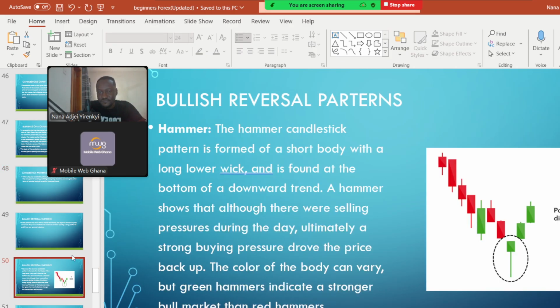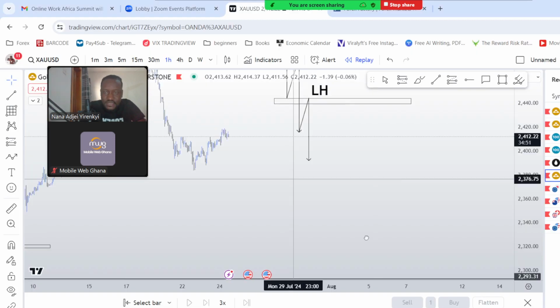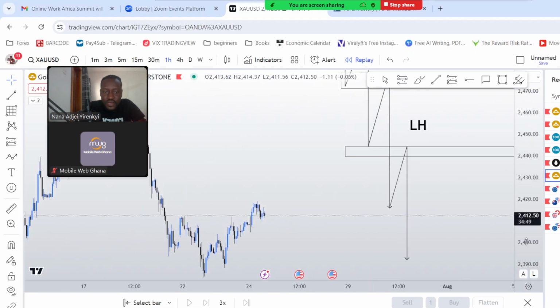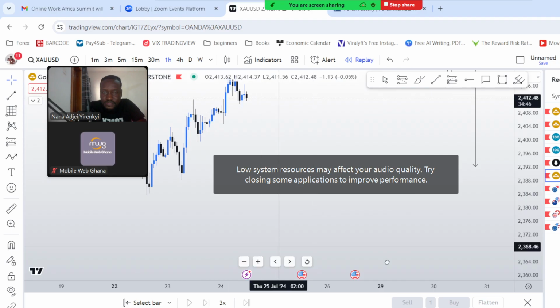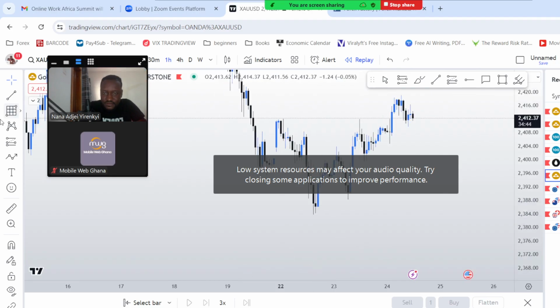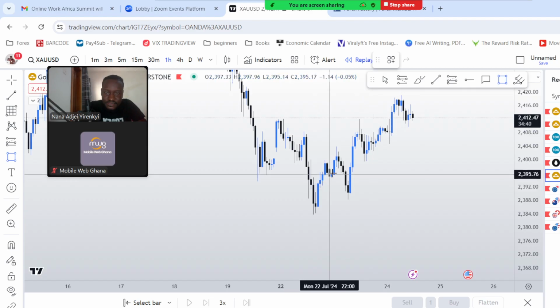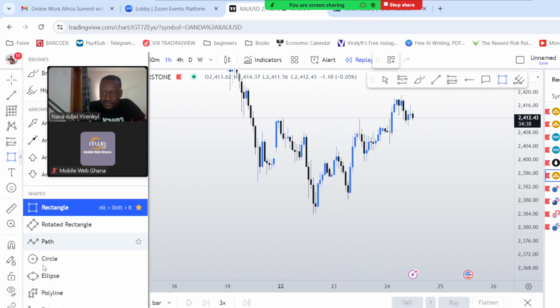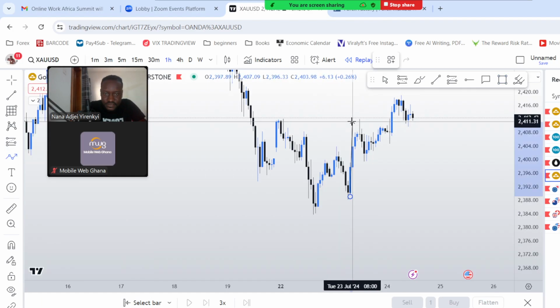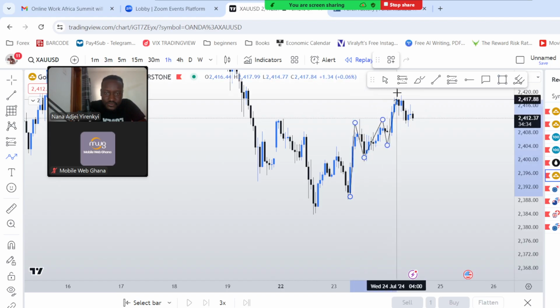So just a few examples of the bullish reversal patterns. We have the hammer pattern, and mind you, these reversal patterns shouldn't be just identified anywhere on the chart. They can only be identified when you have a strong support or strong resistance being marked. So let's say, for example, this is just an example that I'm making. You can see a clear example of an uptrend being formed over here.